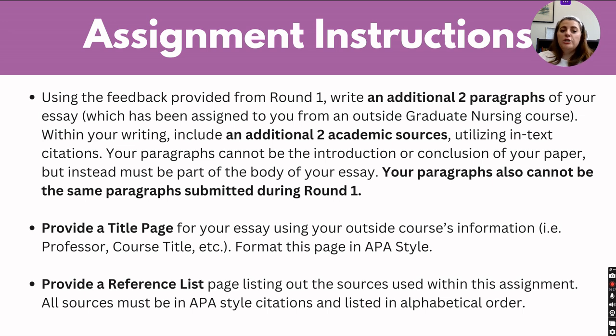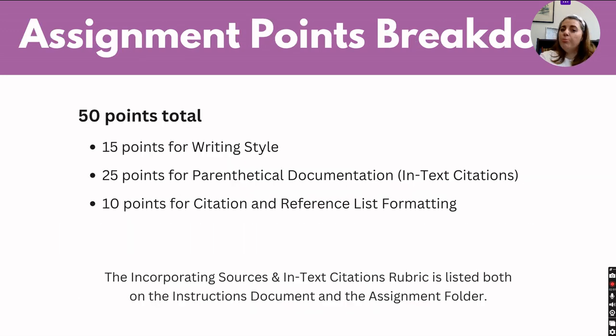For this round, I do want you to provide a title page for your essay, and please use your outside course's information: your professor's name, your course title, etc., and format this page in APA style. This will allow you to get some feedback on how to format that title page. Then also provide the reference list in APA style in alphabetical order. Again, the breakdown will be exactly the same as it was last week: 15 points for your writing style, 25 points for parenthetical documentation, which is your in-text citations, and 10 points for your citations and reference list formatting.